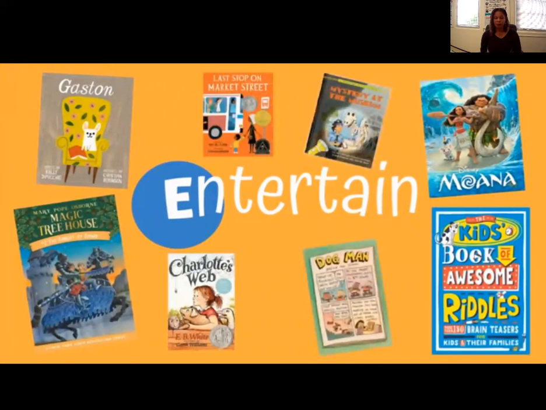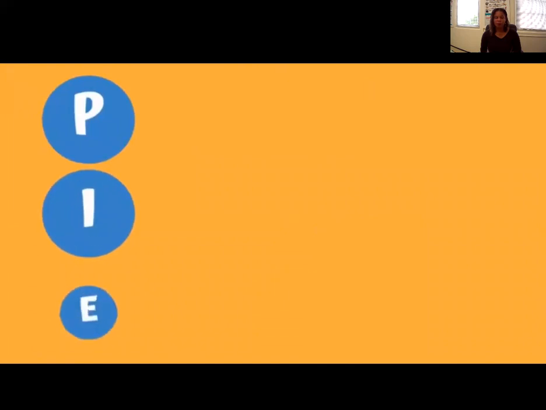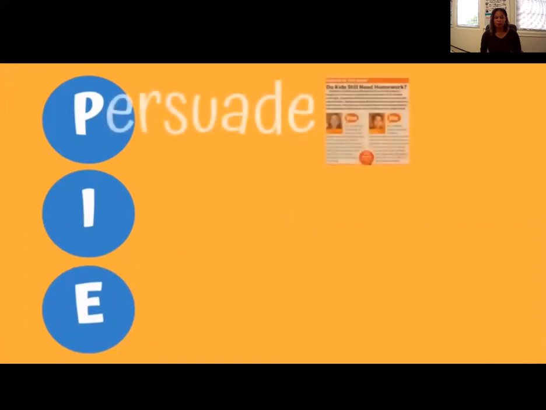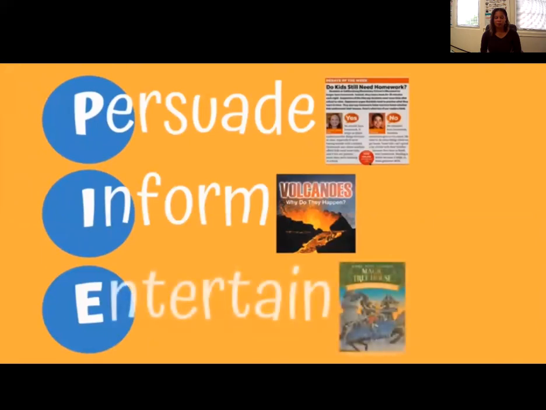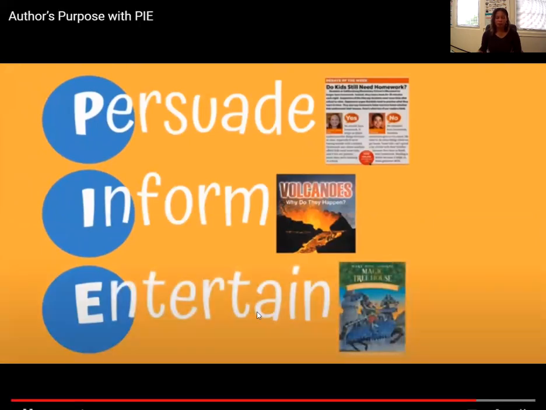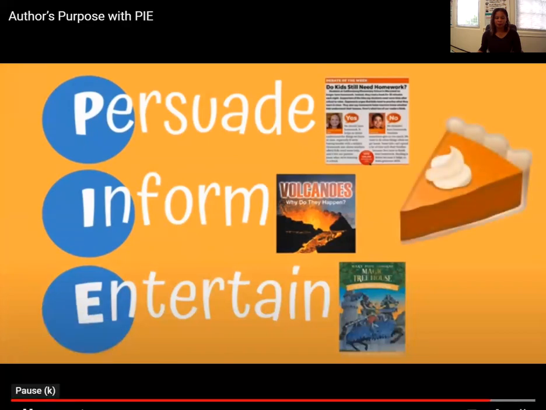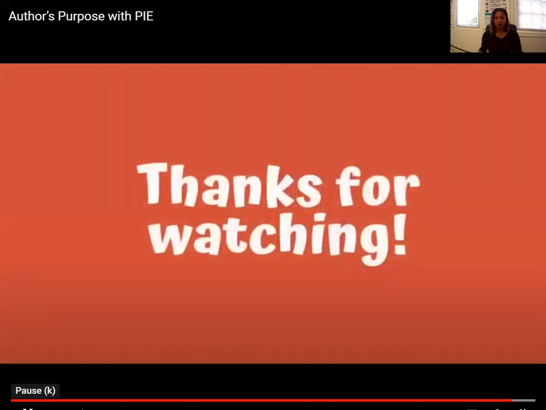Let's review. The author's purpose is their reason for writing or creating a text. The purpose can be to persuade and get the reader to do or believe something. It can be to inform and teach about a topic, or the purpose can be to entertain the reader with a story. If you forget, just think about PIE, P-I-E: persuade, inform, entertain. Thanks for watching.